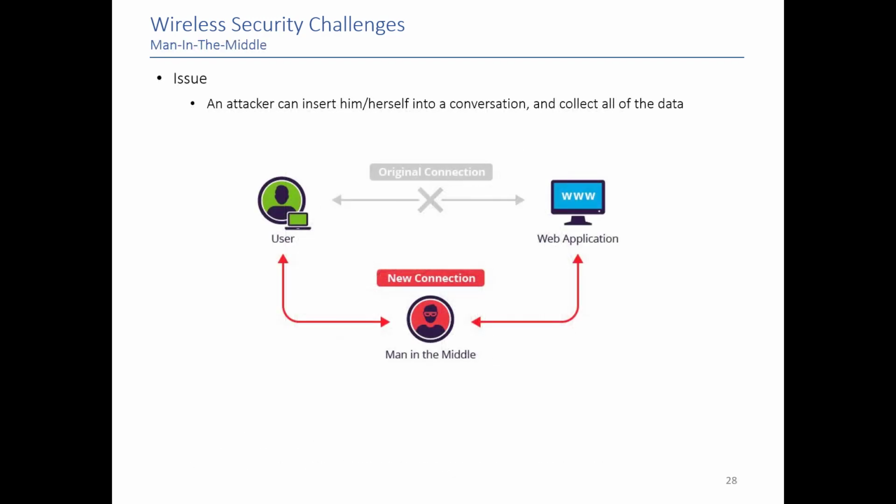And the last one here is called man in the middle. And here what happens is an attacker injects themselves in between a conversation between a user and the computer they want to talk to. So the idea here is that the man in the middle can either pretend to be this other computer, or could just relay the packets back and forth and just collect them all. So you may not even know that an attack is happening.